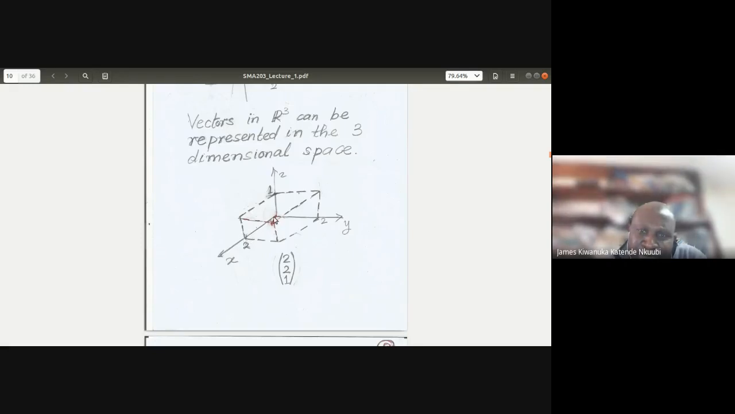The vector we are looking for is the one at this corner, the one that appears to be closer to us, this one here. That's the point (2, 2, 1). You obtain it by moving 2 units in the positive direction of x, 2 units in the positive direction of y, and 1 unit in the positive direction of z, and then create this cuboid. The opposite corner of the cuboid will be the terminal point of the vector (2, 2, 1).